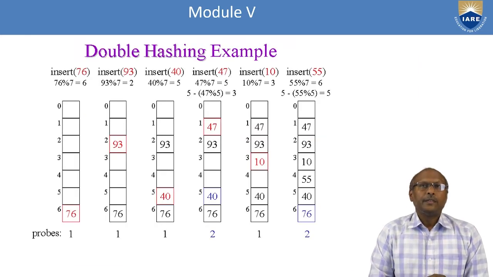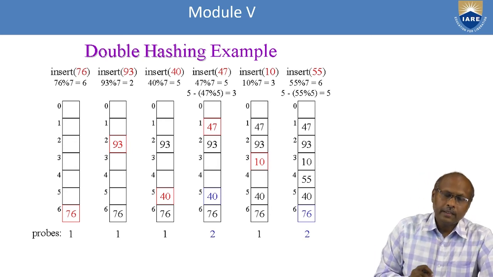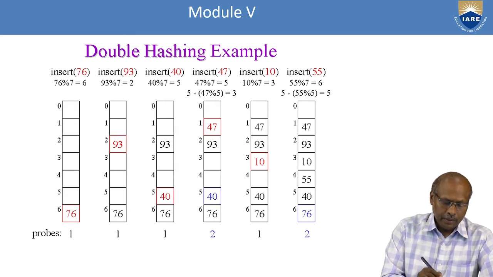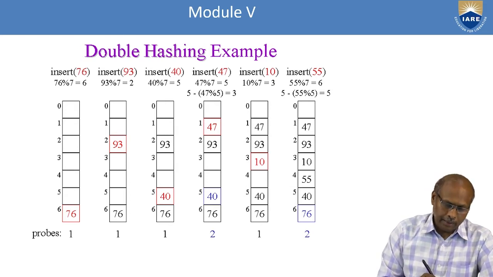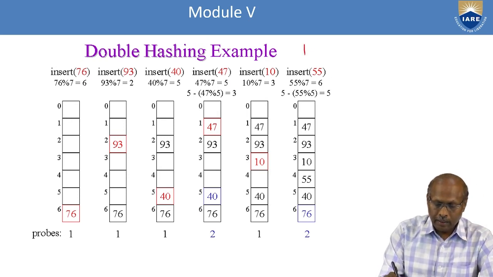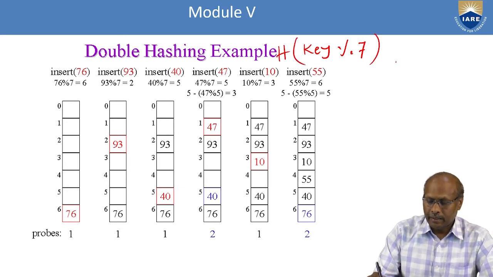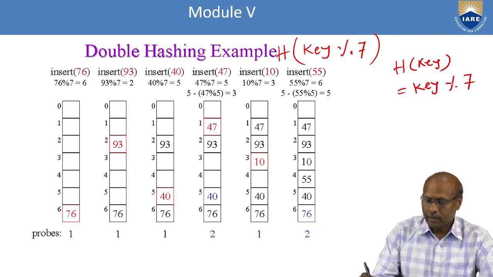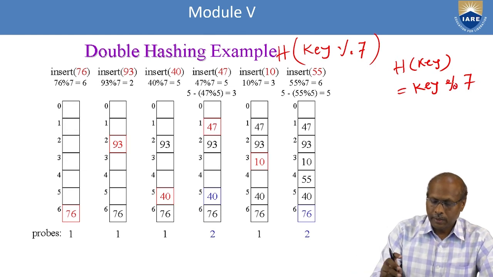Next question. They may ask, solve this collision using double hashing. Assume they will give a hash table of size 7 with key modulus 7 as my hash function. So if I pass a key, h of key equals key modulus 7.